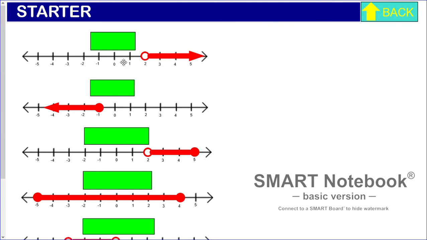Go to our starter. You can represent your solutions on a number line. This one means that the number is greater than 2. It's not equal to 2 because we have an open dot here on the 2. Here it is, x is greater than 2. On the second one, we have x is less than -1, but also equal to -1 because we have a solid dot. So x is less than or equal to -1.